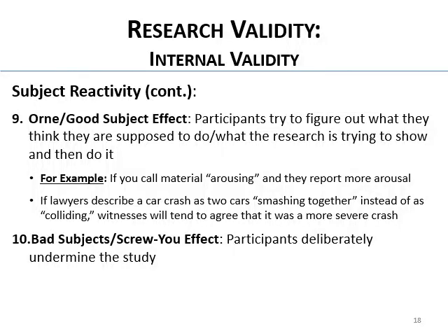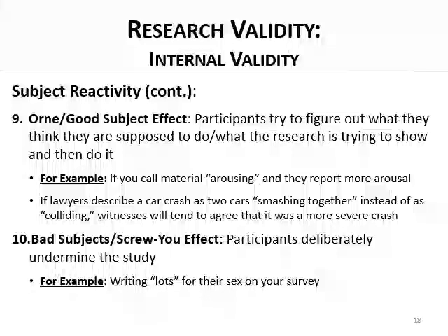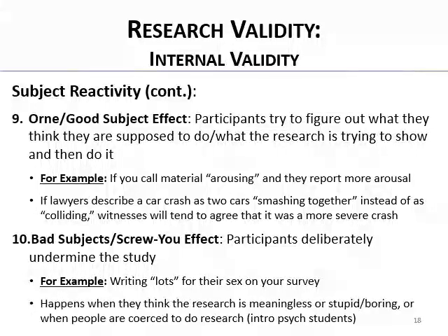So the opposite of the good subject effect is the bad subject, or screw you, effect. That is literally what it's called in the textbooks. And this is when you've got participants who are deliberately just trying to undermine your study. So for example, the classic 8th grader who writes lots when you ask them for their sex on a survey. This happens when people think the research is meaningless or stupid or boring, that they're forced to do it, or you coerce them into doing it. Like intro to psych students, this is one of the big problems with using intro to psych students as your research pool, is that they're not particularly motivated and they may just take it out on you.